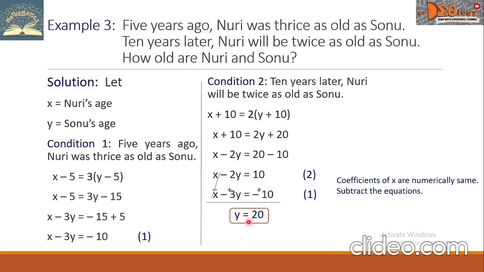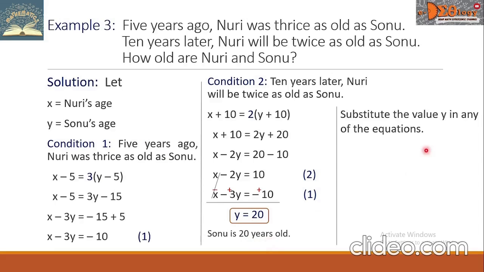We said that y is Sonu's age. It means Sonu is 20 years old. Let us substitute the value of y in any of the equations. Let's say the first equation. The x minus 3y equals negative 10. So we substitute it here.